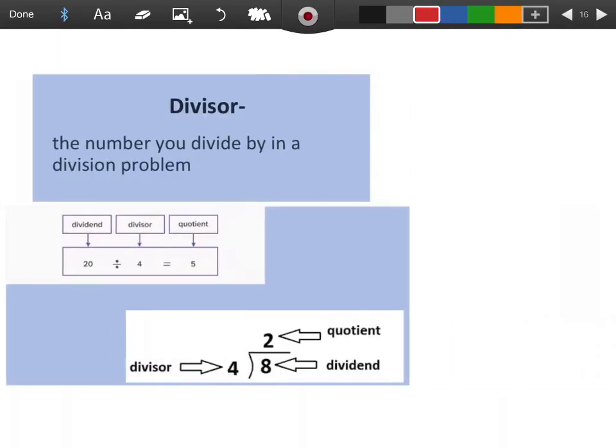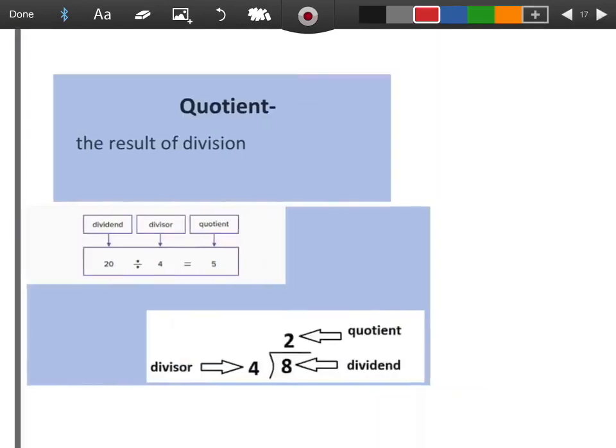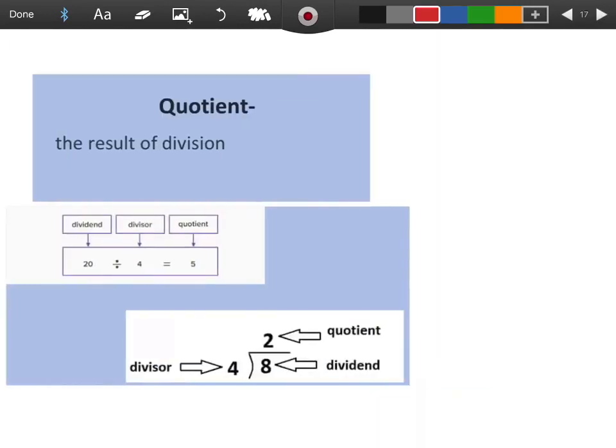The divisor. The divisor is the number you divide by in a division problem. So it could be the number of groups, the number of shelves that you have, the number of people you're sharing with. That's the divisor. If you look at an equation right here, it's this number. And if your division equation is written like this, it's the number on the outside. The next number is the quotient. It is the result of the division problem. It's your answer. So right here, it's on the other side of your equal sign. And your quotient's going to be on the top if your picture looks like this.